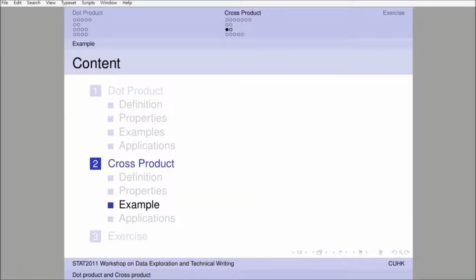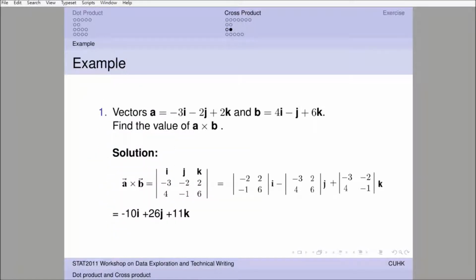Now, let's have a look at one example. For two vectors a and b, the cross product can be found by the determinant as shown. After calculation, a cross b equals minus 10i plus 26j plus 11k.